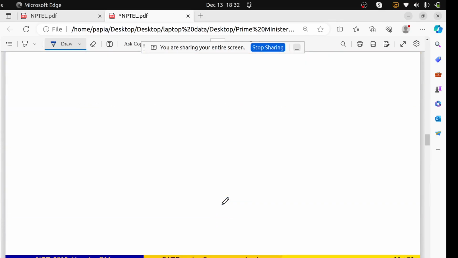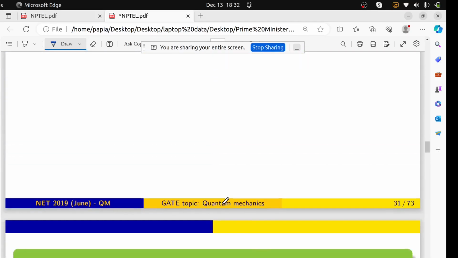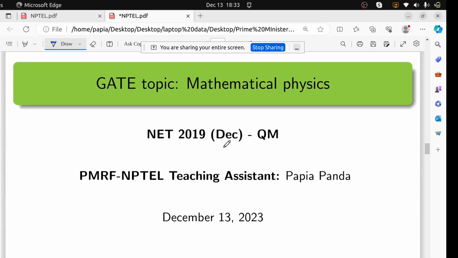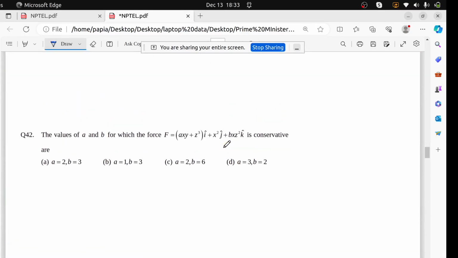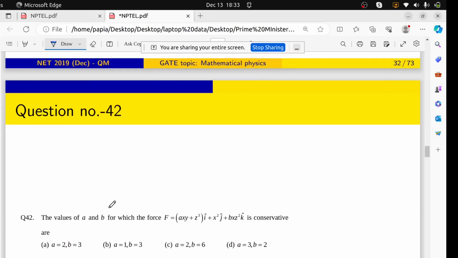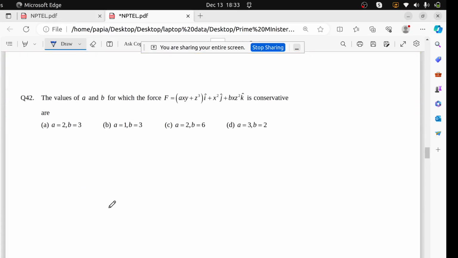Then we can go to the next question. This is from December 2019. Okay, this is a simple question. The question number is 42. The values of a, b for which the force field is conservative. I think all of you can do that. So just do it quickly.